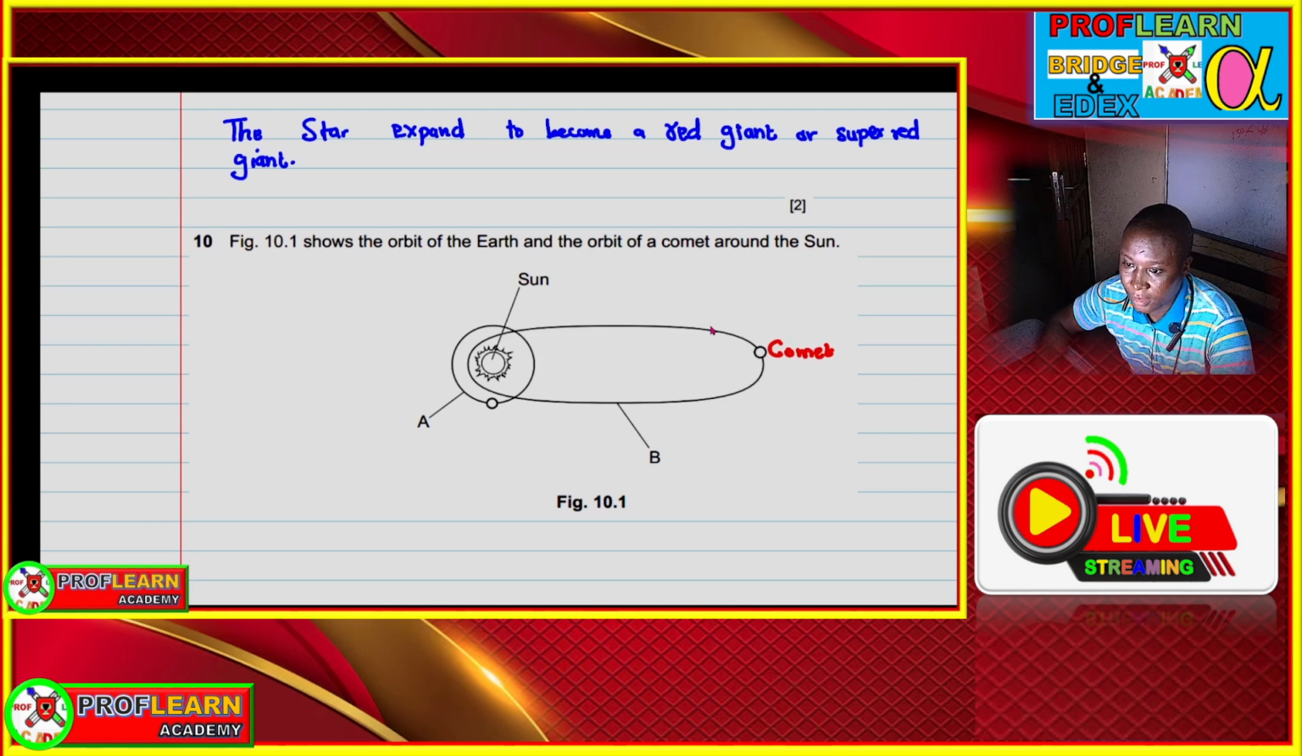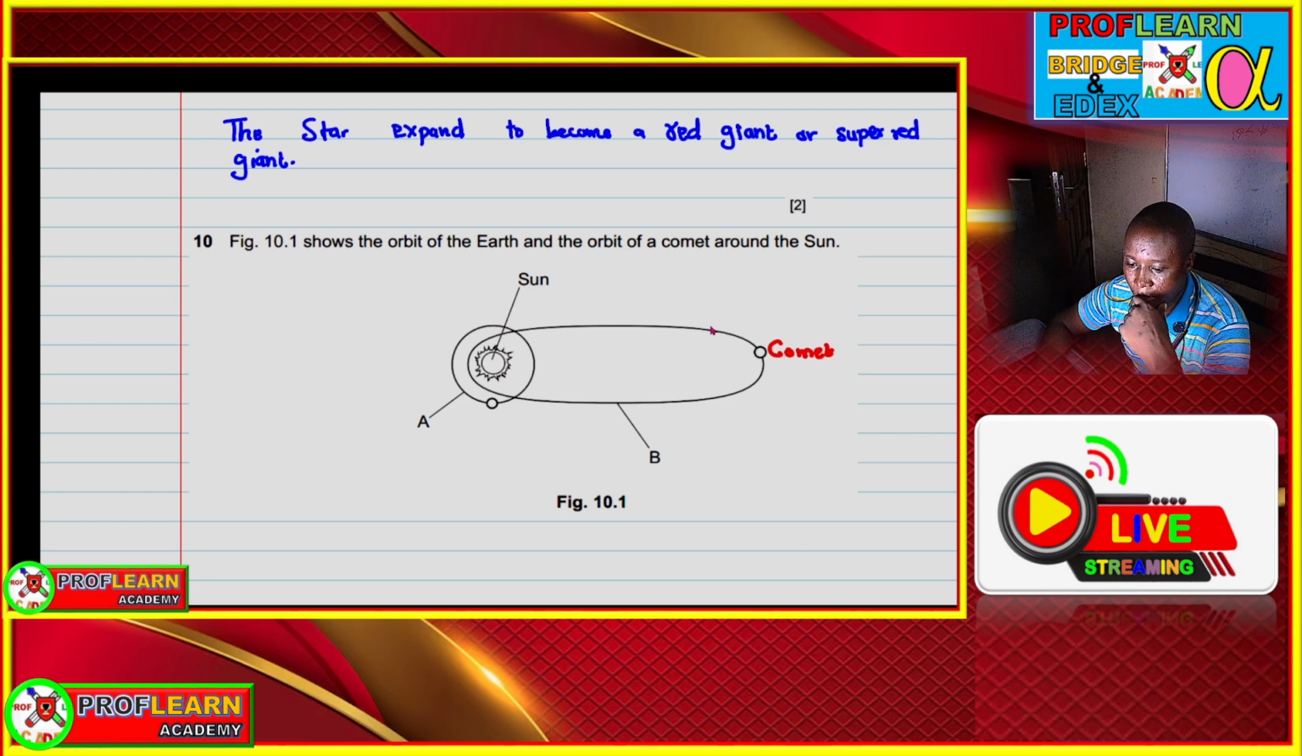In question number 10, we are told that the figure shows the orbit of the Earth and the orbit of the comet around the Sun. Something that we really ought to remember is that the comet has an elliptical and very elongated orbit around the Sun, while the planet also orbits the Sun, but its orbit is not so much elongated or elliptical, as shown on the diagram here.